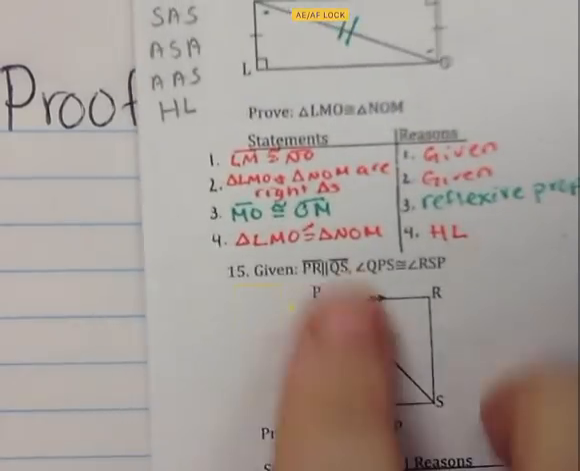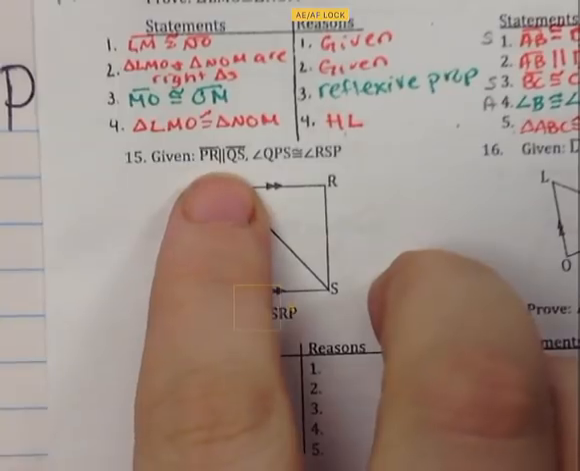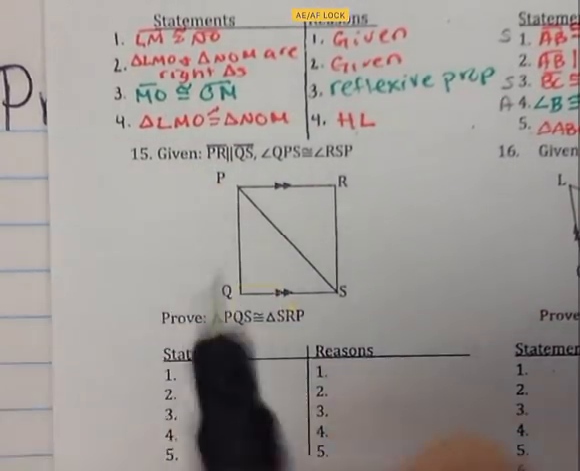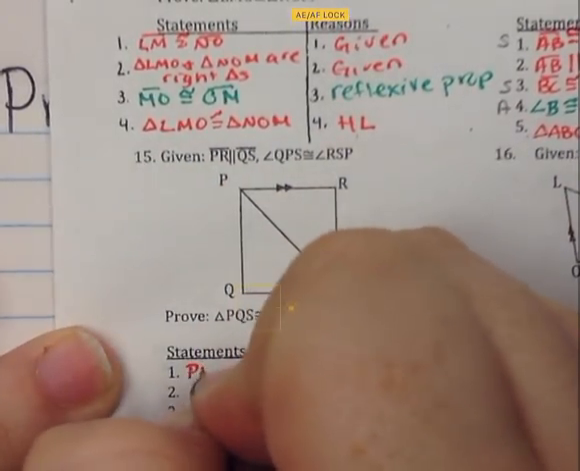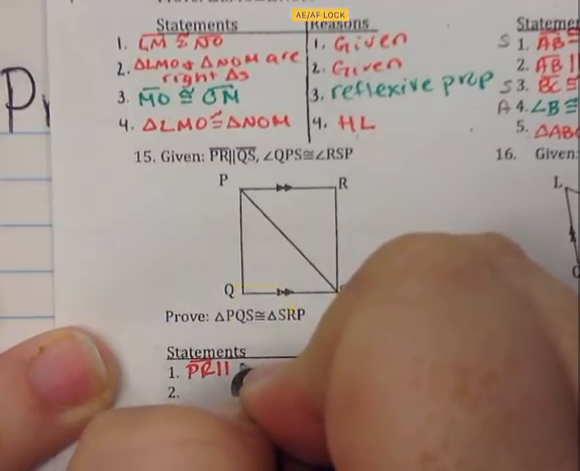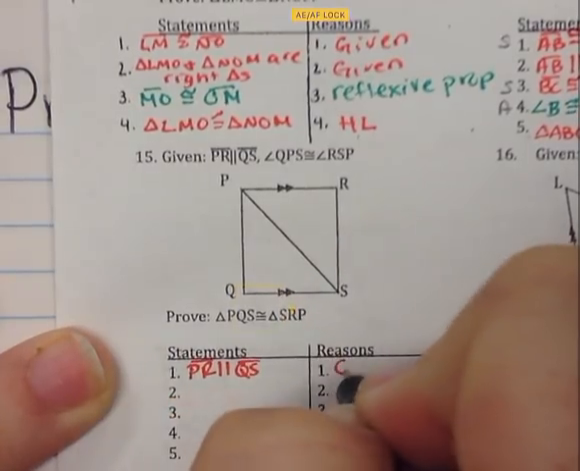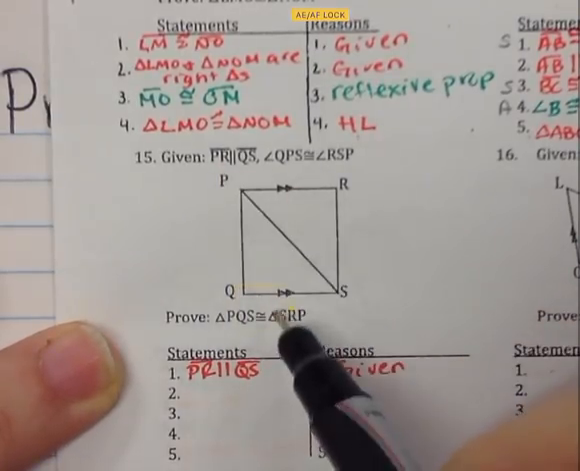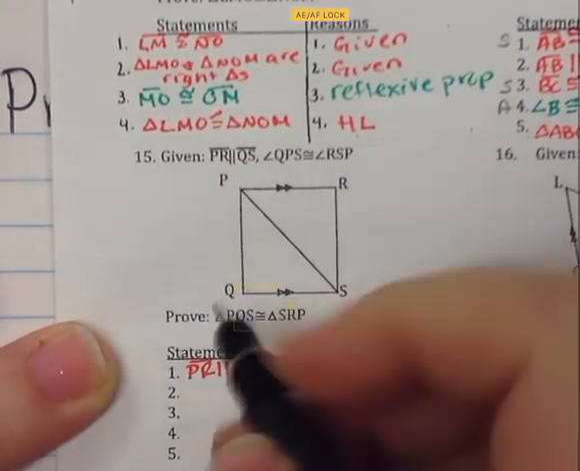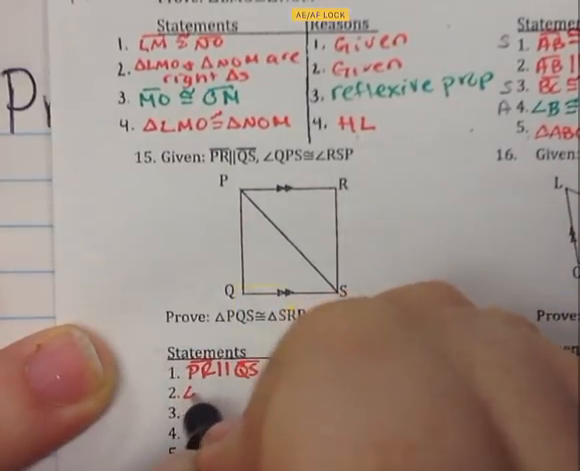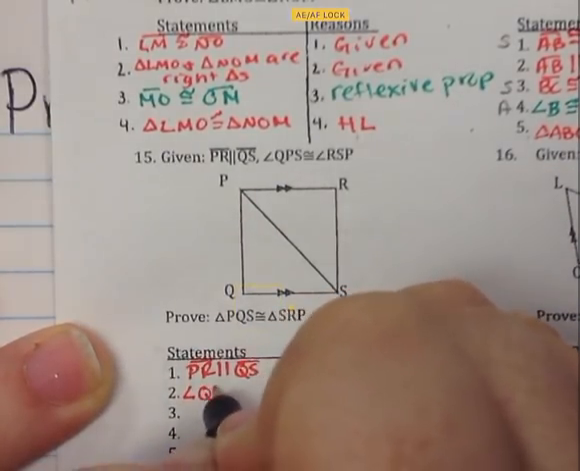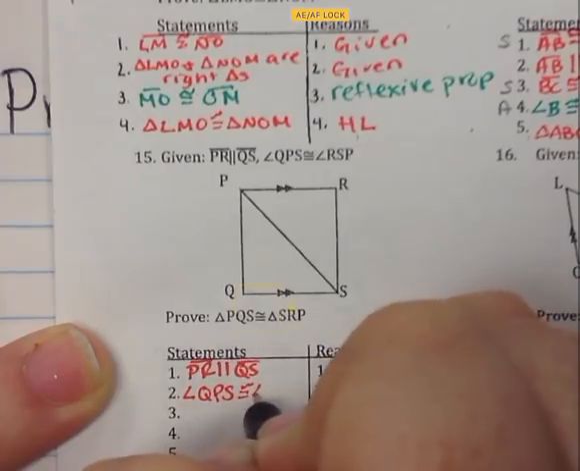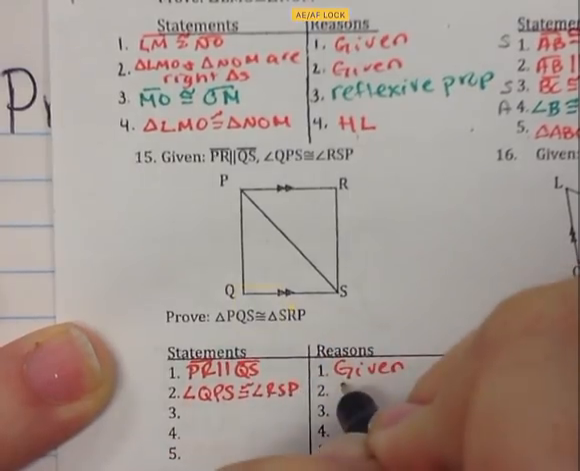Next, we have segment PR is parallel to segment QS because it's given. And again, we don't have congruency, but they are marked, but we can't check it off yet. Statement 2 is angle QPS is congruent to angle RSP because it's given.